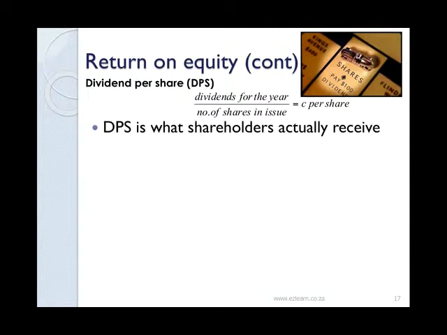Dividends per share is what the shareholders actually receive. This should be compared to the earnings per share in order to determine how much has been retained by the business. Usually, a business would find a specific percentage, maybe 50%, that would be retained by the business for future growth or expansion, and the other 50% might be paid out as dividends.